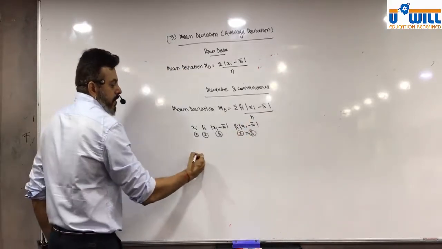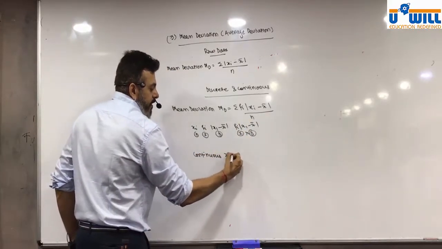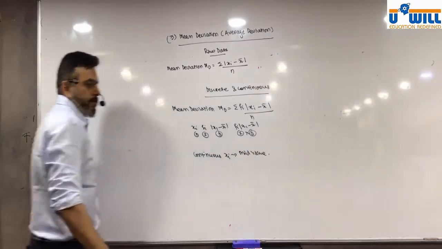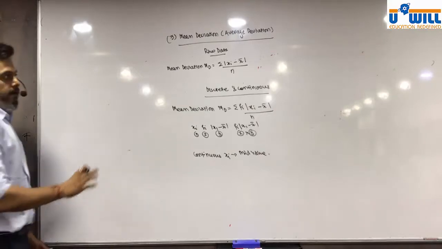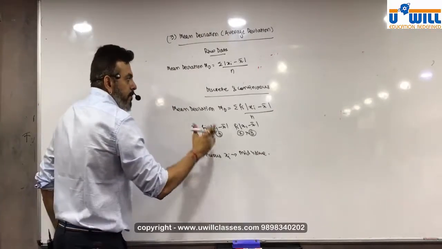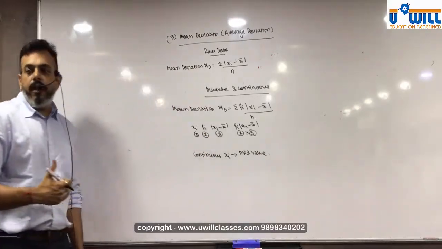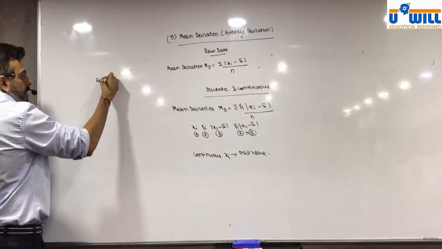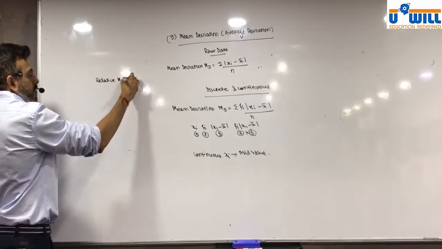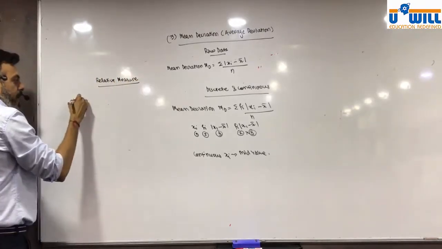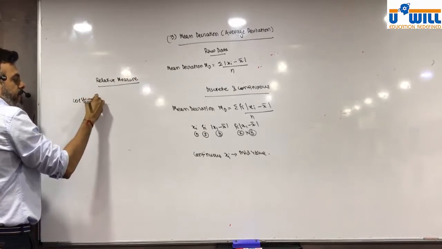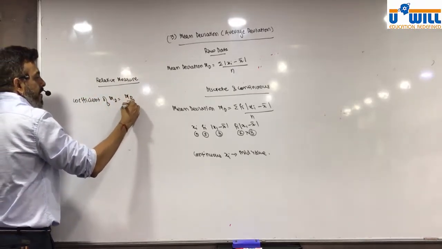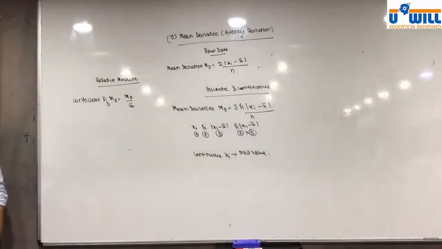Now, if it is continuous, then what is xi? Xi is equal to mid value. That's it. Now, from this you will get the mean deviation, but mean deviation is an absolute measure. So the relative measure of mean deviation is known as coefficient of mean deviation, which is equal to mean deviation upon mean.